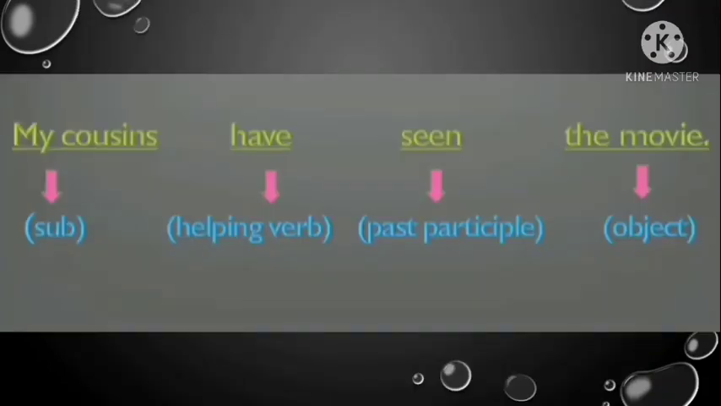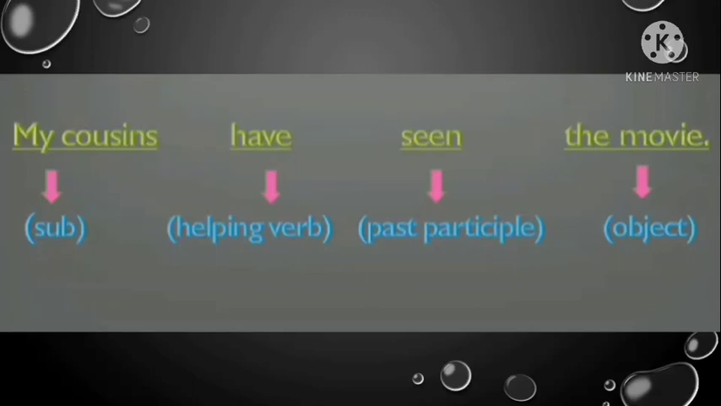For example, look into this sentence. My cousins have seen the movie. In this sentence, we understand that the action has happened in the past. But when it happened is not known or is not so important. My cousins have seen the movie. But when did they see? We don't know the exact timing.